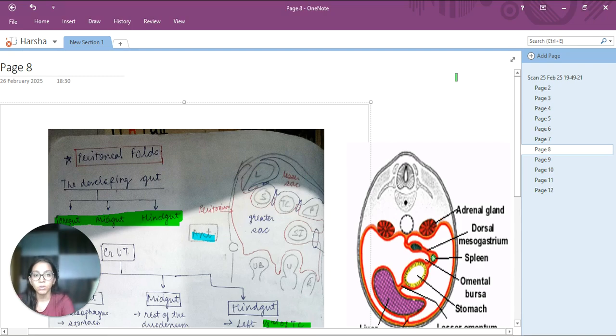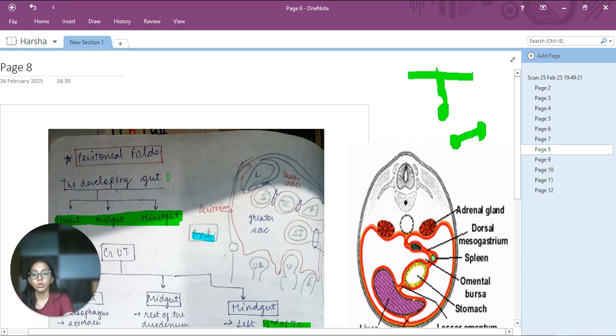This is the abdominal cavity and this is the viscera. So this viscera is connected to this abdominal cavity via the peritoneal fold. Also, one viscera is connected to another viscera. It is connected to another viscera through this peritoneal fold.